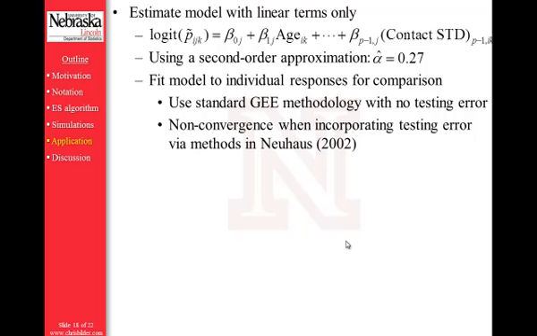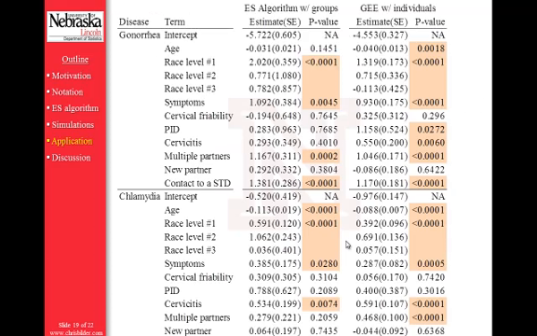Unfortunately, though, we weren't able to actually incorporate the testing error into the actual estimation due to some problems with non-convergence. I won't get into the exact details here, but it just has to deal with the fact that the specificity is low enough relative to the actual prevalence for gonorrhea that's causing this non-convergence.